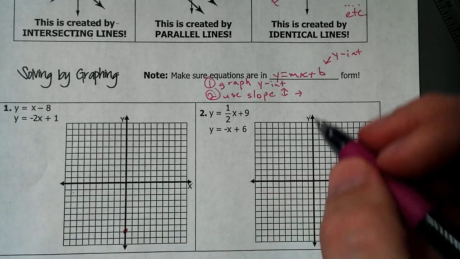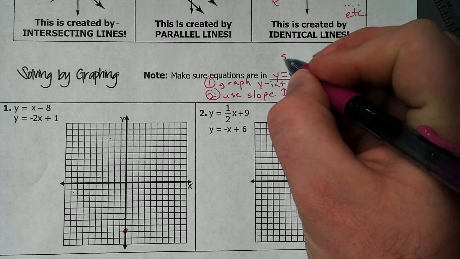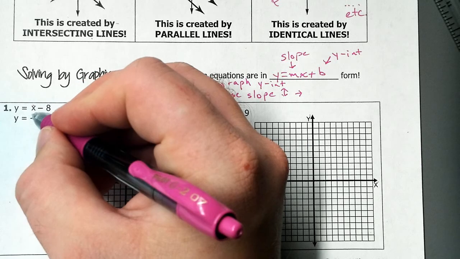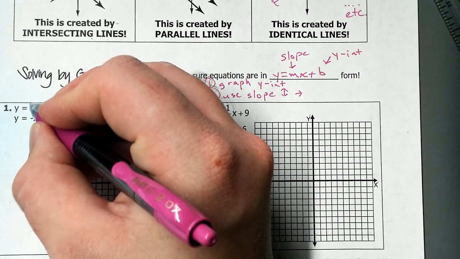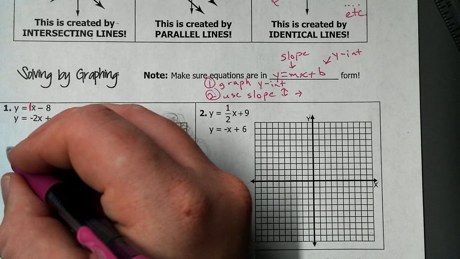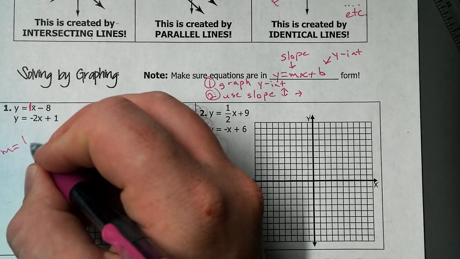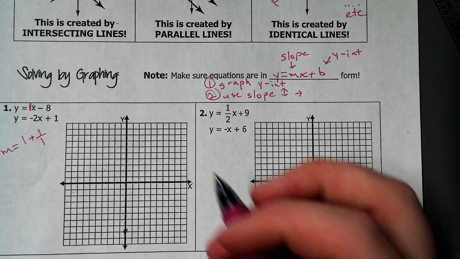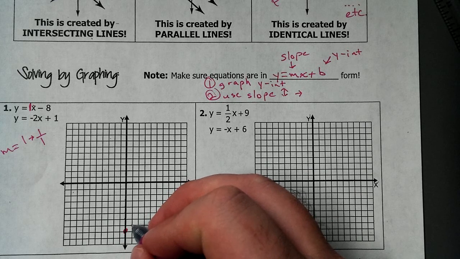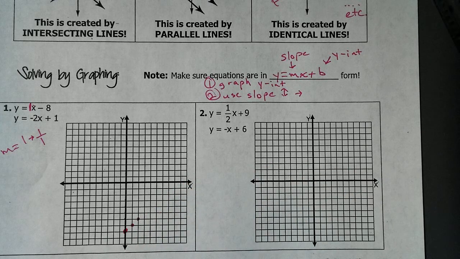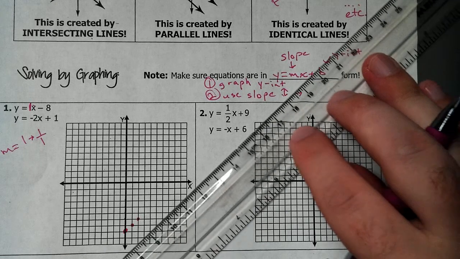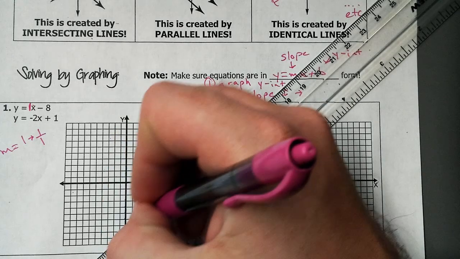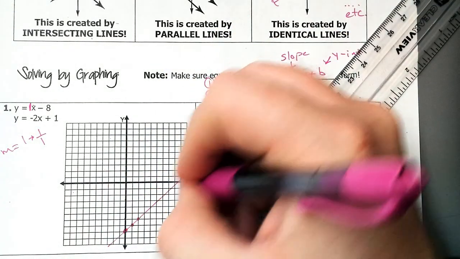And the slope is the number in front of x. Well, this doesn't have a number, but remember, if you don't see a number in front of a letter, the number is assumed to be 1. So a slope of 1 means up 1 over 1, because any whole number you can put over 1. So from here, up 1 over 1, up 1 over 1. After you get 3 dots, that should be enough for you to graph. Okay, we've got our first line graphed.